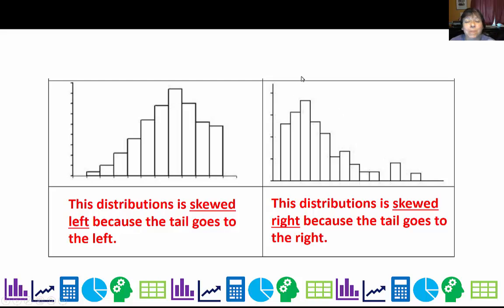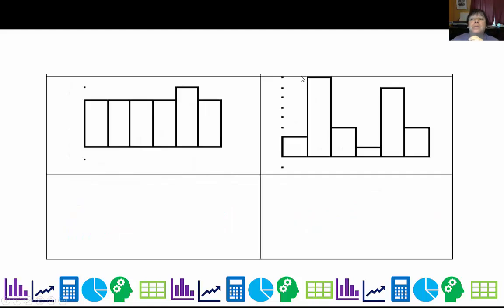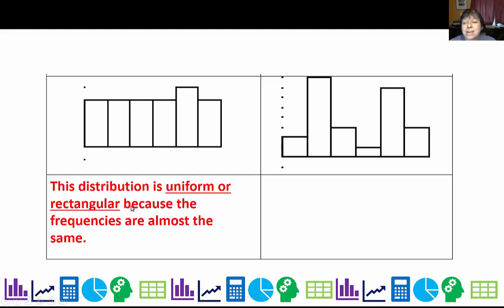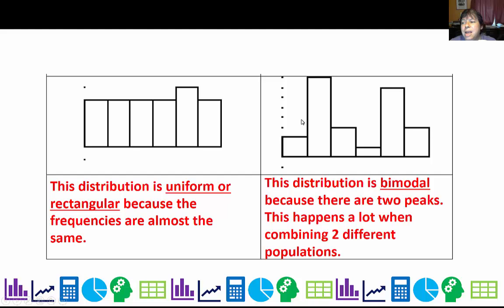Anyway, so there are some other distributions you might see. This one is uniform or rectangular because the frequencies are almost the same. They don't have to be identical, but it looks like, oh, everything's pretty equal probability. That's called uniform, all right? And this one is called bimodal because it has 2 peaks. And this happens a lot when combining populations.